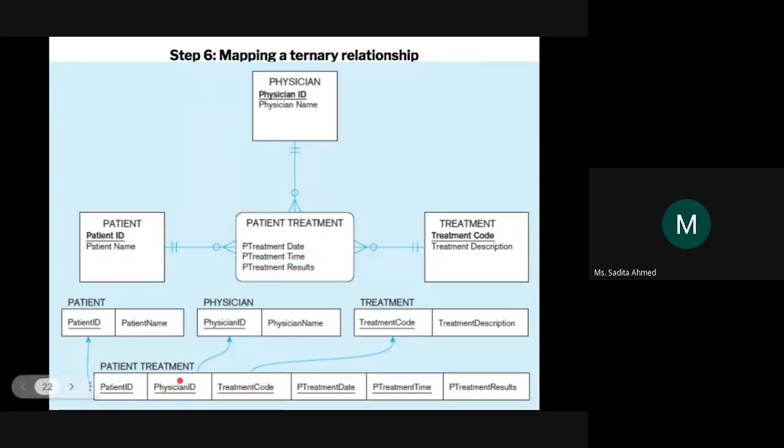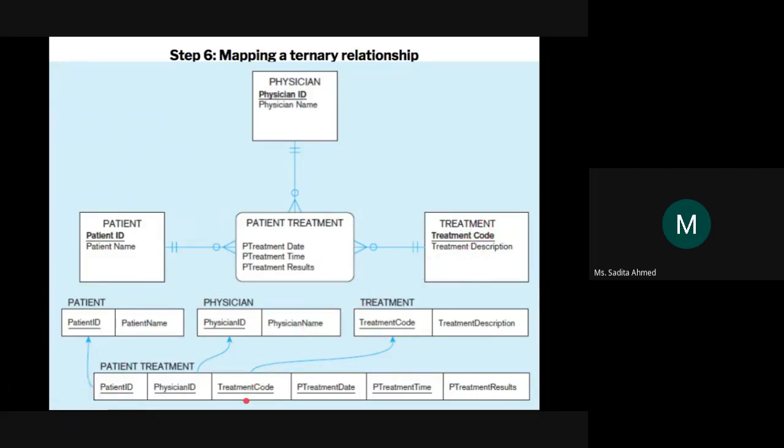new relation for this associative entity. Simply the attributes that are there, we place those attributes here: treatment date, time, and results. And then also we bring in the primary keys of the entities it is associating. Just like before, the patient entity is being associated, so patient ID is brought in. Physician is associated, so physician ID is brought in. Treatment is associated, so the primary key of treatment, treatment code, is brought in.